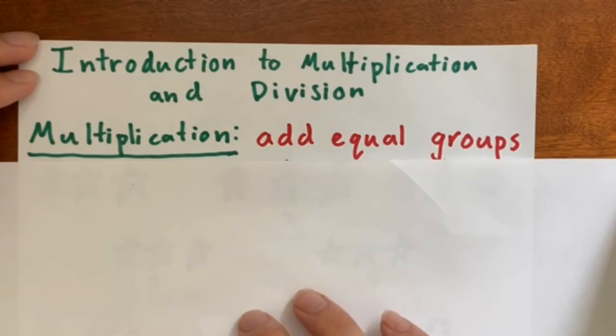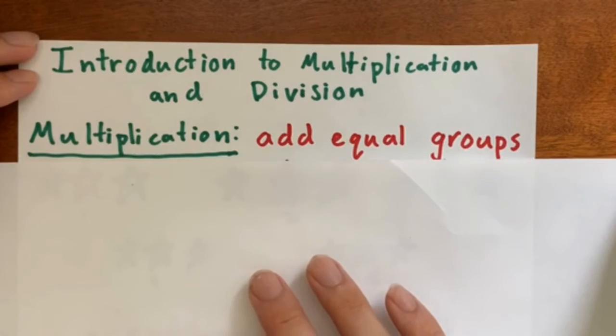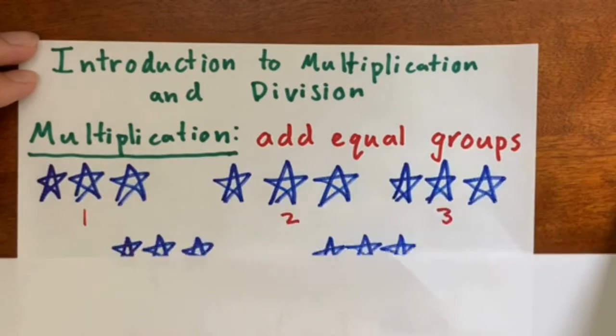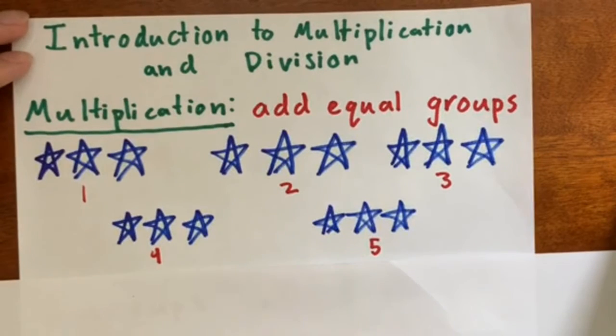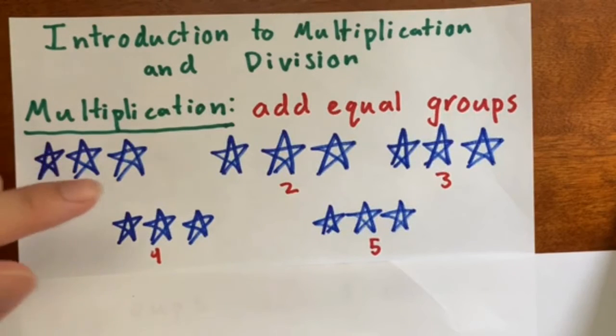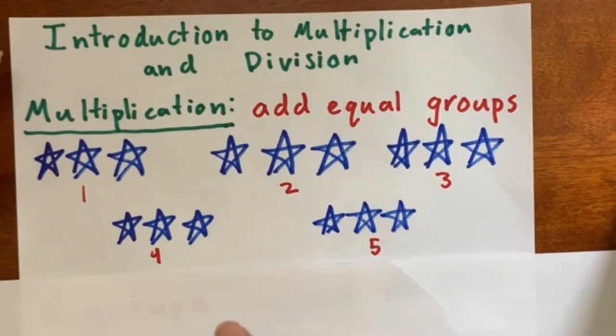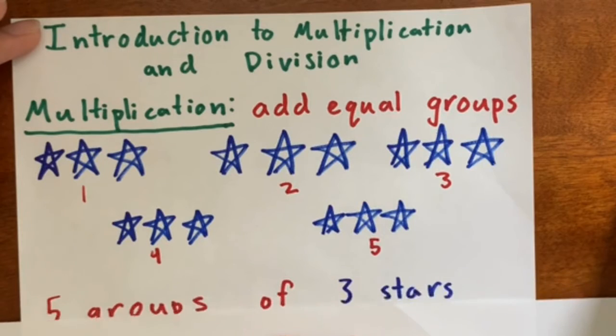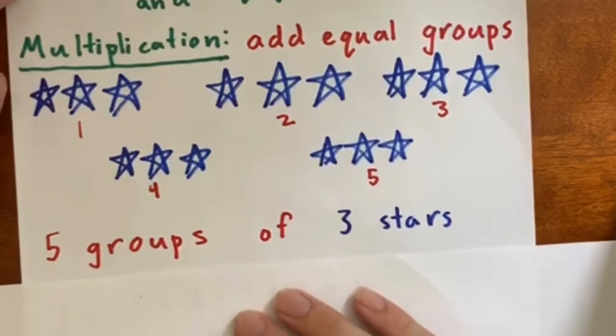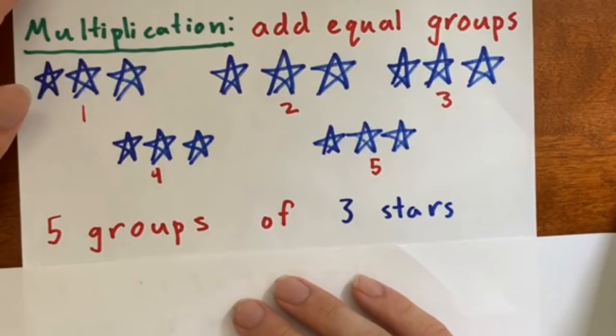Say at school you're a good student and each day your teacher gives you 3 stars. That means, let's look at this example right here. So that means on day 1, she gave you 3 stars. Day 2, she gave you another 3. Day 3, she gave you another 3. Day 4, another 3. And day 5, also 3. So that means each day you got 3 stars. Or essentially over the 5 days, that means you had 5 groups of 3 stars.